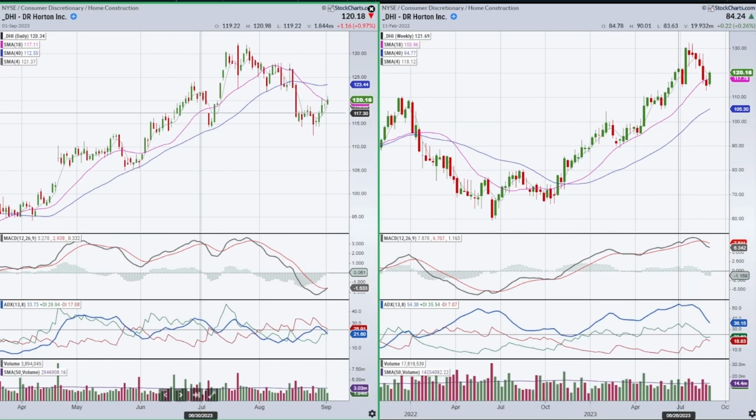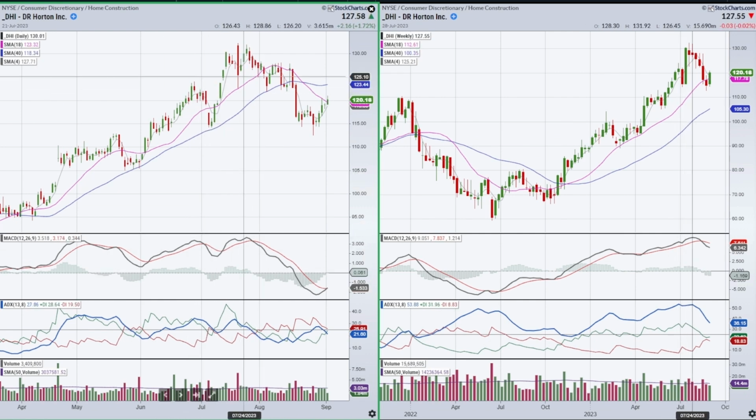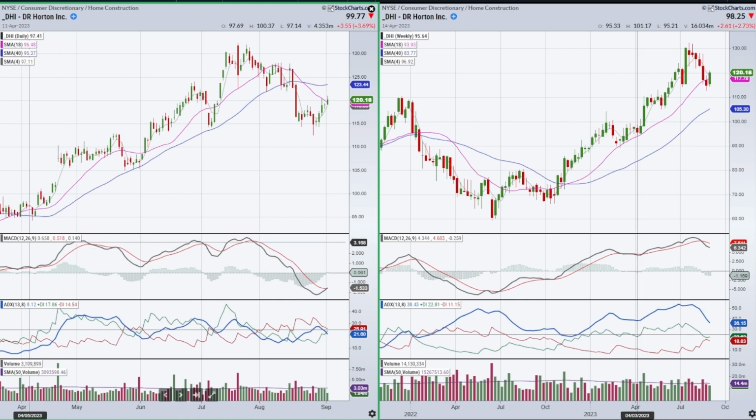So now I've got the DHI. I've got the weekly chart on the right, which I just had. Now I have my 18 and 40 up. I also have my MACD, and I have the ADX here. And then I've got the daily chart with the same readings, 18 and 40. I've got the MACD, standard MACD. Look, I'm using 12, 26, 9 exponential moving average.